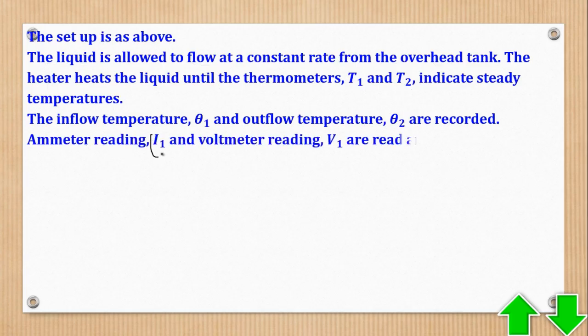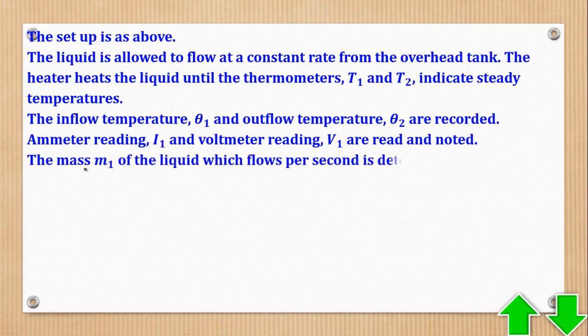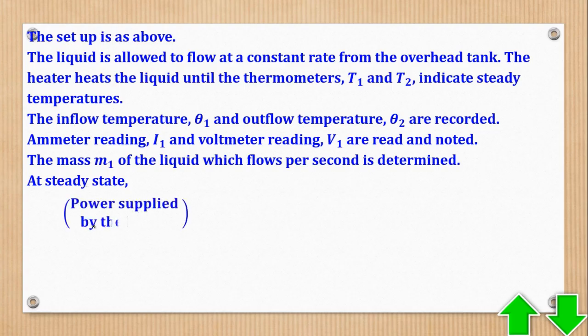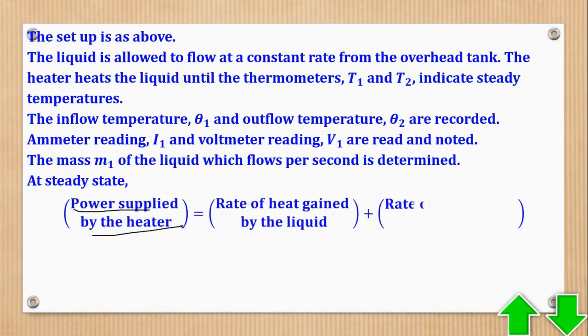The ammeter reading I1 and the voltmeter reading V1 are read and noted. Then also the mass M1 of the liquid which flows per second, note that word per second, is determined. Remember, the beaker was collecting the liquid. At steady state, the power supplied by the heater is equal to the rate of heat gained by the liquid plus the rate of heat lost to the surrounding.